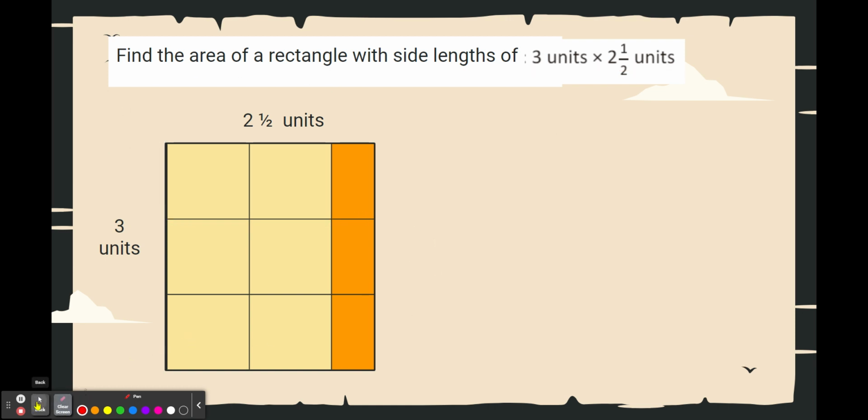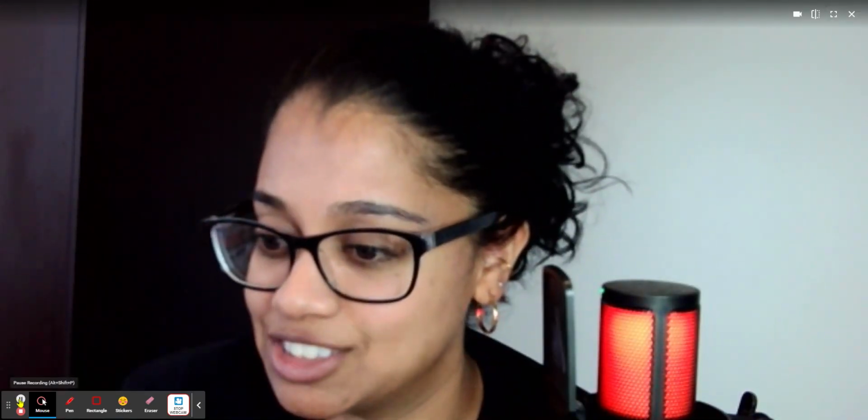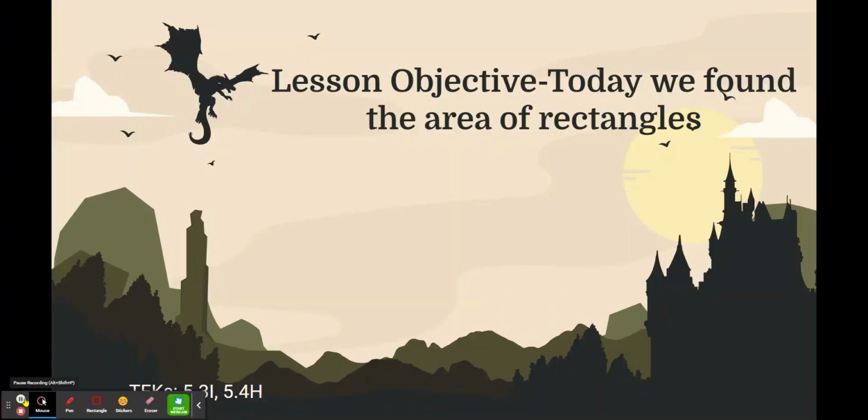All right, let's go ahead and review today's lesson objective. So today we found the area of rectangles.